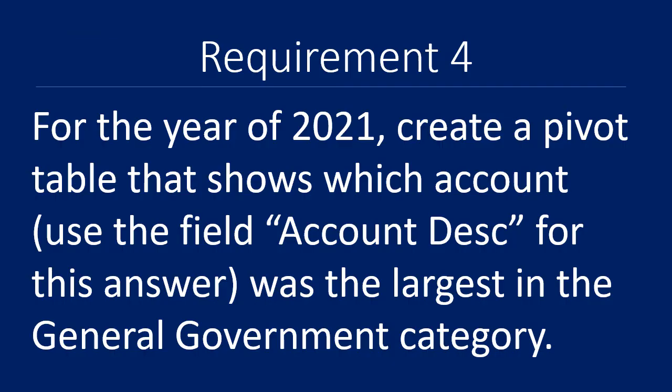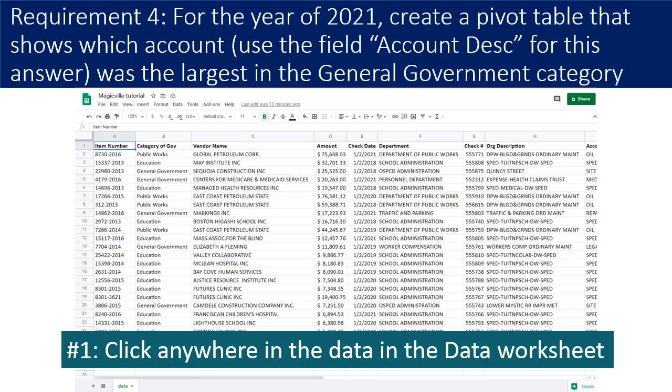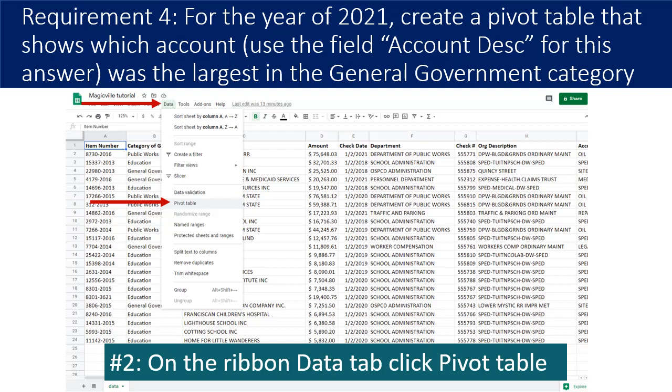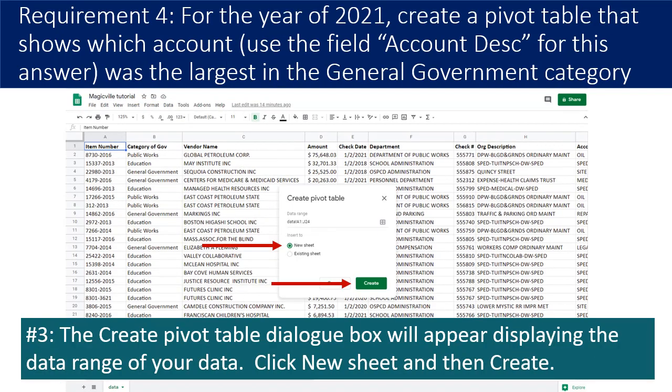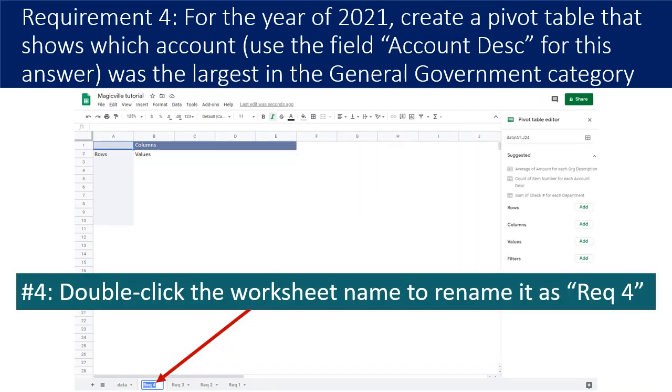Requirement 4. For the year of 2021, create a pivot table that shows which account, use the field Account Description for this answer, was the largest in the general government category. The first step is to click anywhere in the data worksheet. On the ribbon Data tab, click Pivot Table. The Create Pivot Table dialog box will appear displaying the data range of your data. Click New Sheet and then Create. Before we go any further, double-click the Worksheet Name tab and rename it Requirement 4.